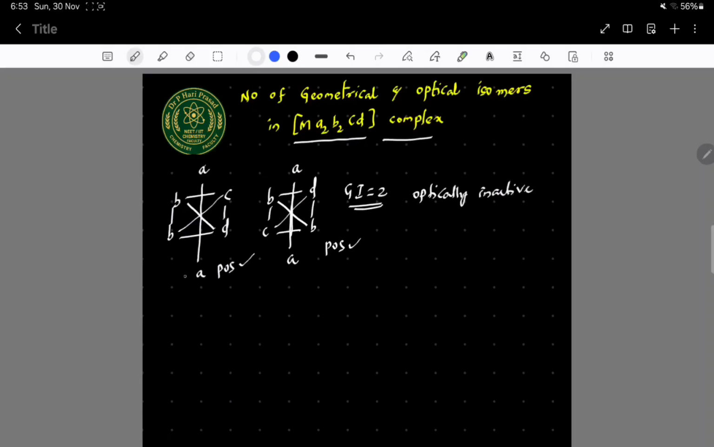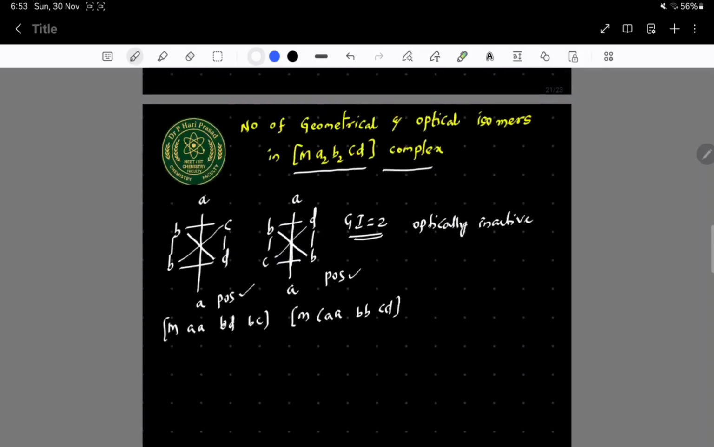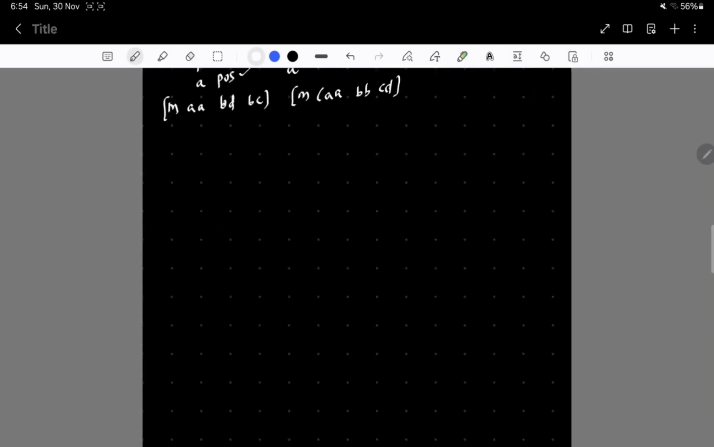Now look at student, the combinations I am writing here: AA, BD and BC, and one more combination, you can check it, AA, BB, CD. This is the combination. Now the following combinations I can write, student: B2B, B2C, B2D, C2D. Then afterwards we will cross verify how many combinations are repeated, right, we will check.